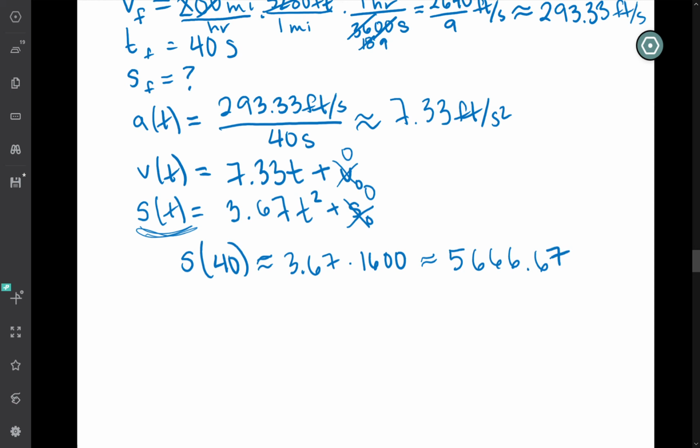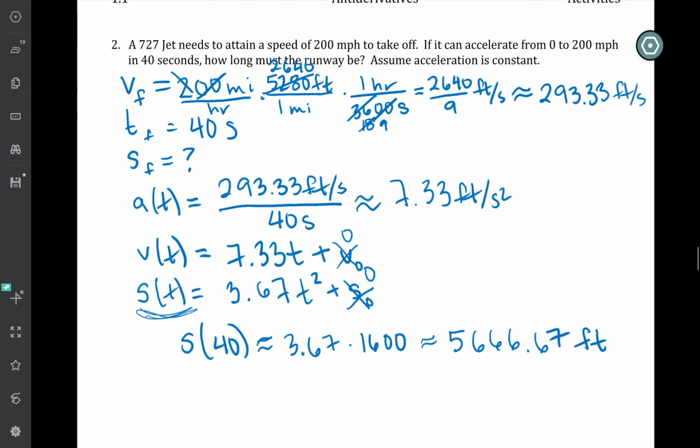Okay. And I'm keeping my previous answer in my calculator, so if you do calculator work for a project or something, just make sure that you keep as much of the information as you can so you're not getting a bunch of rounding error. So it's 5,666.67 feet approximately. That's fine, that's an answer.